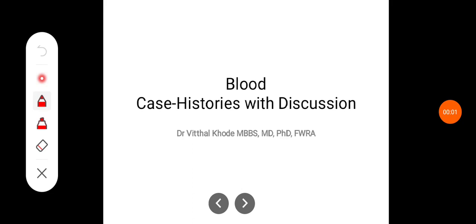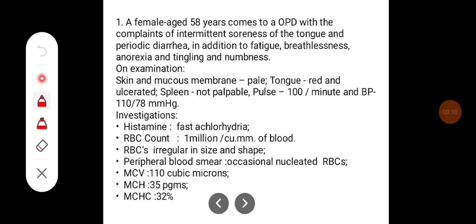Hello everyone. In this class, we are going to discuss the case histories which are related to disorders of blood. The first case is a female aged 58 years old who comes to the OPD with complaints of intermittent soreness of the tongue, periodic diarrhea. In addition to fatigue, there is breathlessness, anorexia, and tingling and numbness.